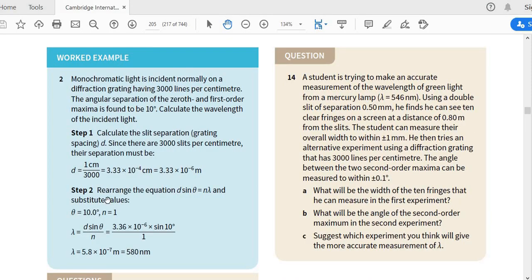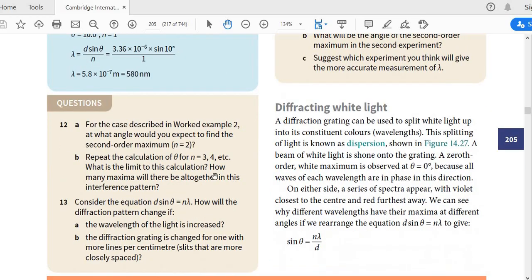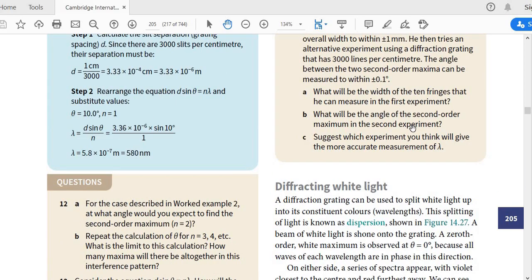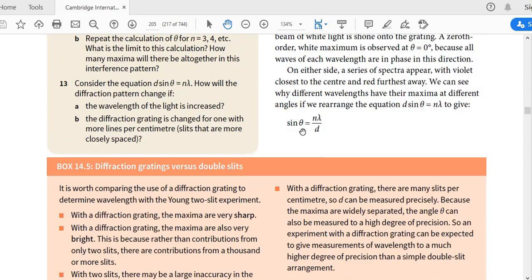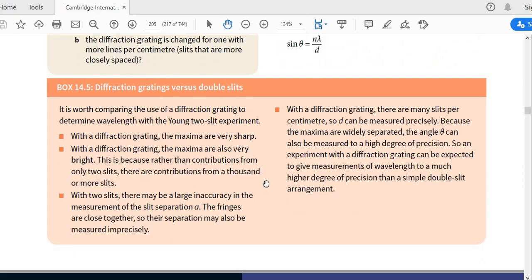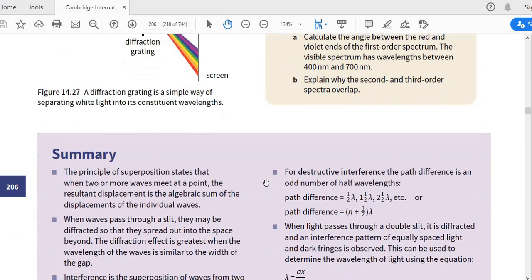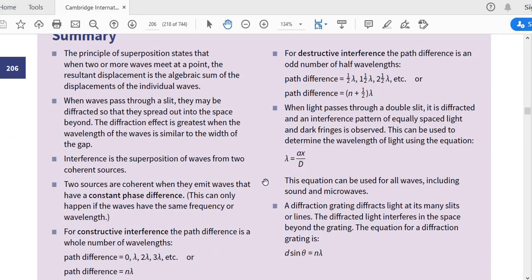I think I already explained this, right? So it's a matter of substituting and getting the answer. So you do these questions and do the past paper questions or questions in the drive, then you will have a better understanding. So we have n lambda equals d sine theta. Go through this part. Then the summary.